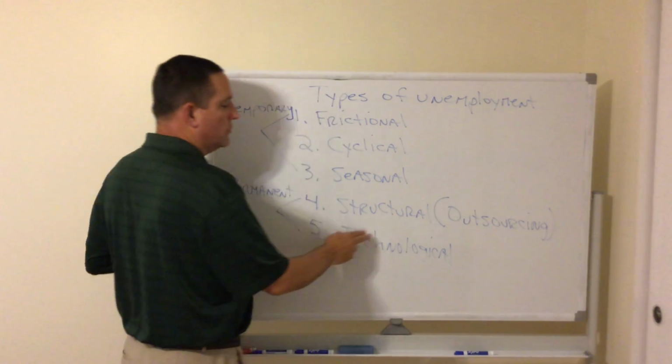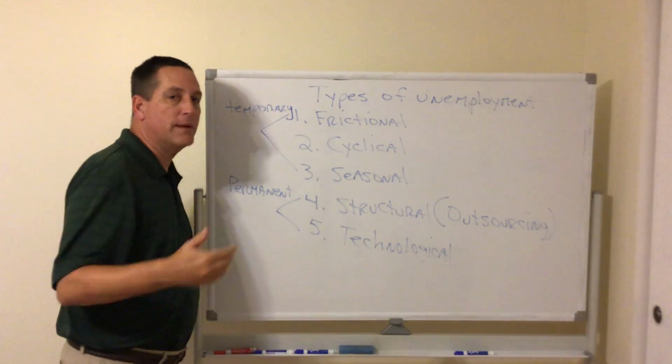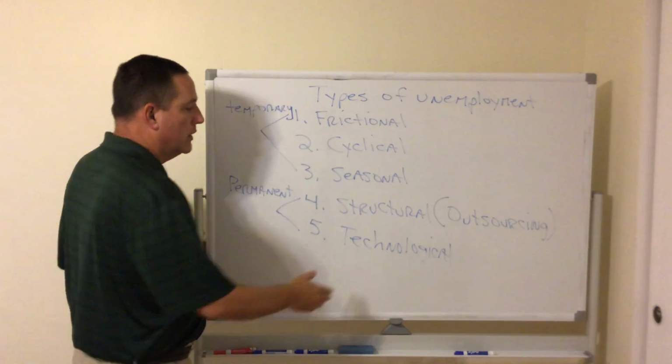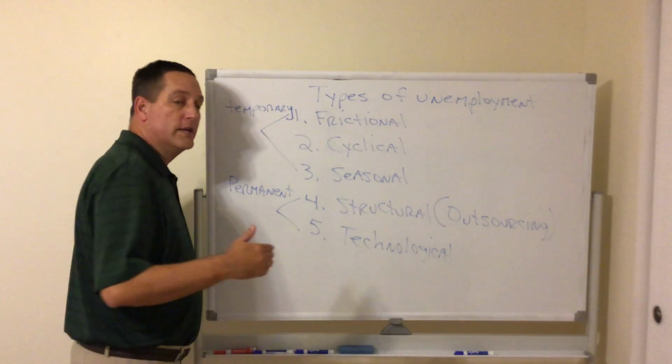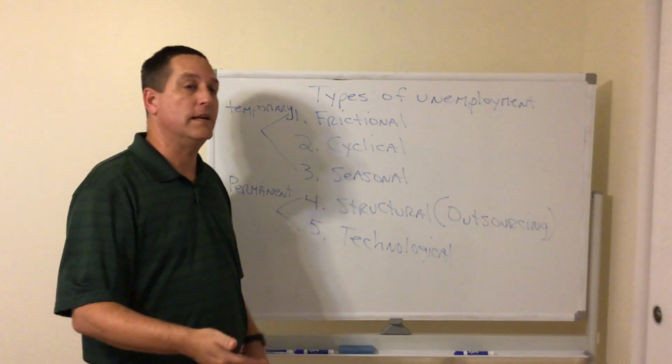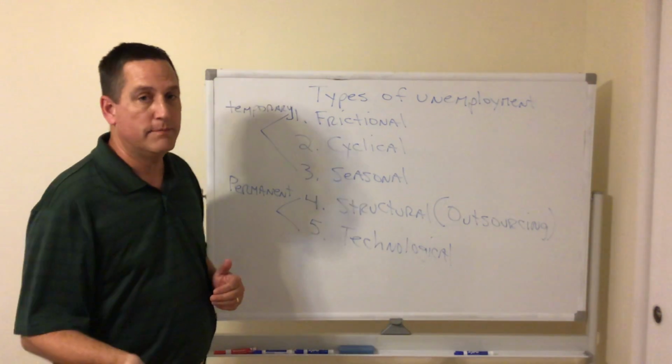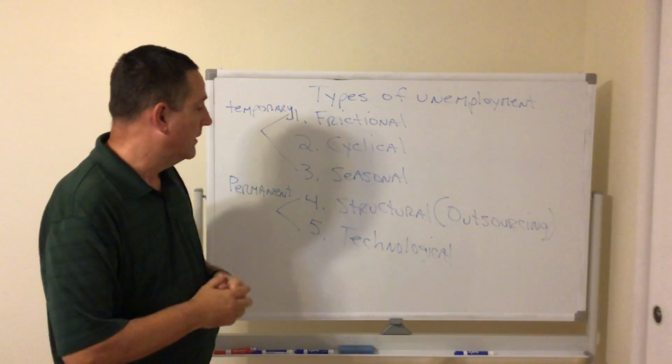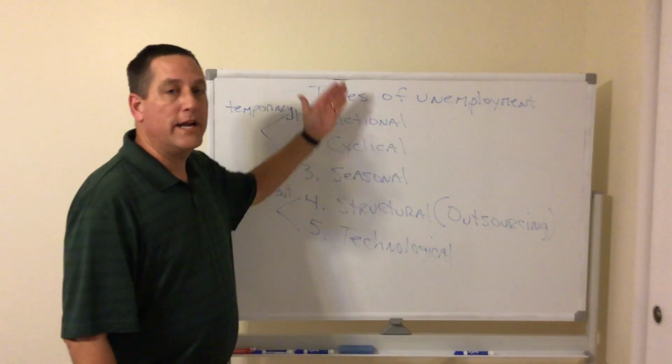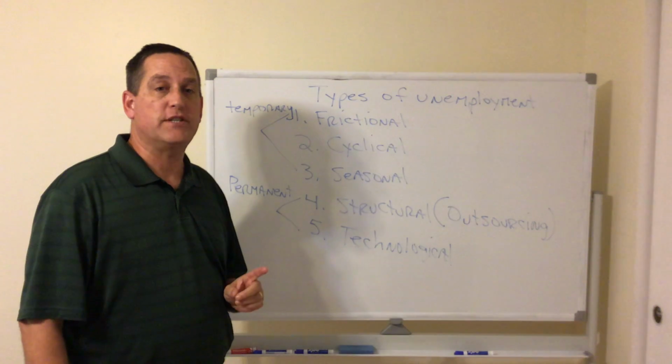Structural and technological. You lose your job because your job skills are no longer needed. You lose your job because your job is now being done by a machine, like the receptionist or the ATM machine. Okay? Doesn't matter why you're unemployed, it stinks to be unemployed.